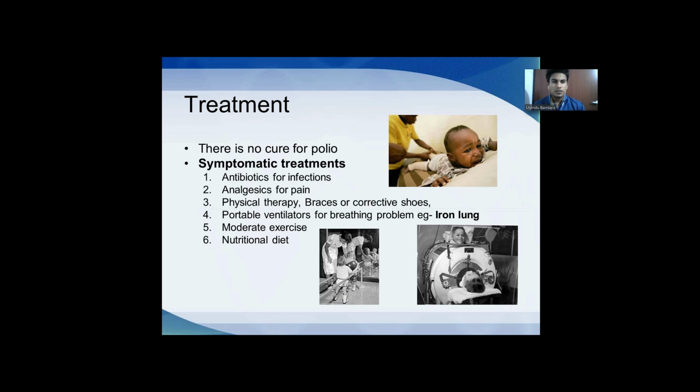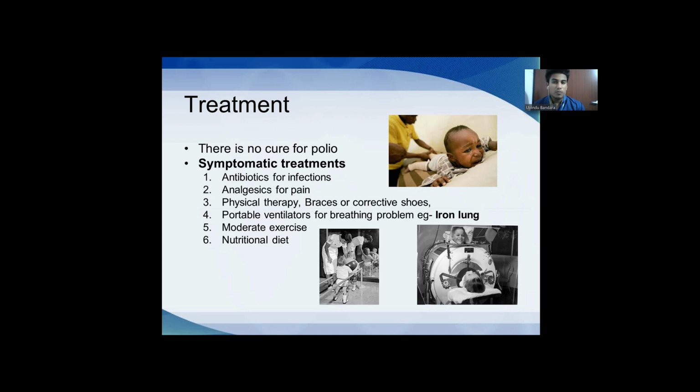Let's talk about the treatment and management of a polio patient. As there is no cure for polio, we mainly go with symptomatic treatment. If there is an infection, we will go with antibiotics. If there is any pain, we will give analgesics. Normally, we will give physical therapy, braces, or corrective shoes to support the day-to-day activities of the patient.